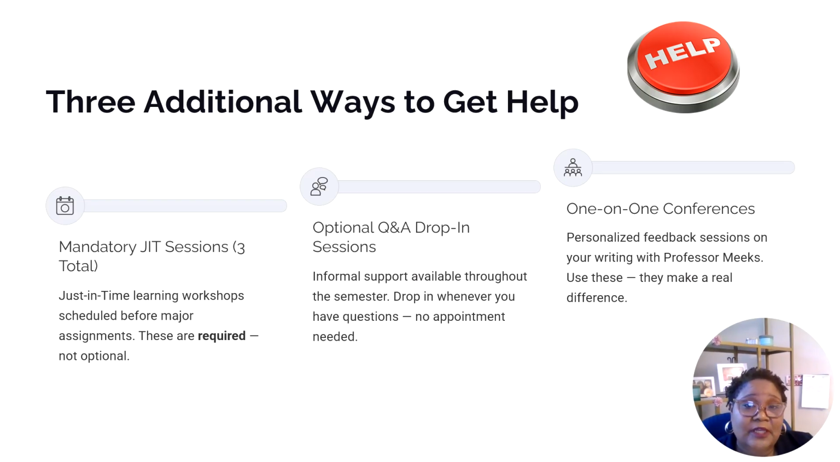And then number 3, one-on-one conferences with me. These are personalized sessions where we review your writing together. Missing a conference will cost you points, so take them seriously. 3 ways to get help: JIT sessions, drop-in Q&A, and one-on-one conferences. And of course, this is in addition to emailing me.